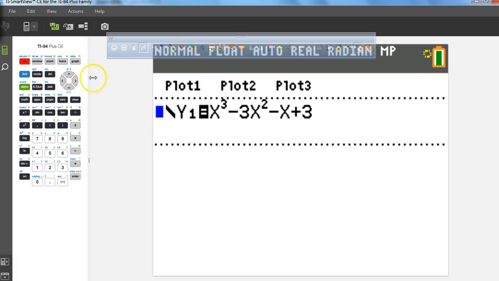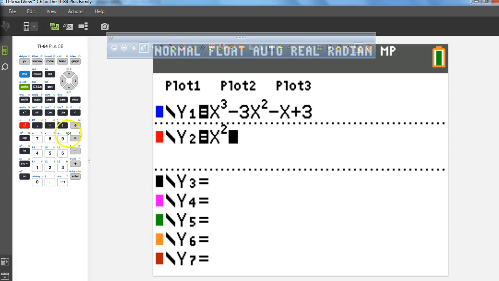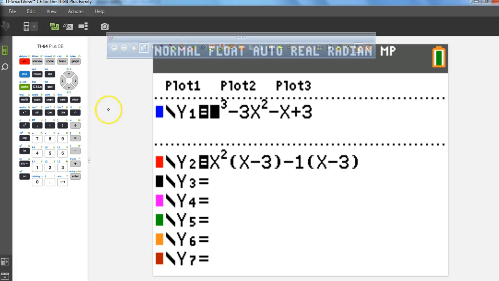Now the first thing we did was we factored out the x squared. So we said it was x squared parentheses x minus 3, and then we factored out a negative 1. So I said minus 1 parentheses x minus 3. That was the next thing we did. We factored out an x squared out of this front part, and we factored out a negative 1 out of the back part. Now watch what happens when we hit graph. Same graph, which means it's the same function, we just factored it.